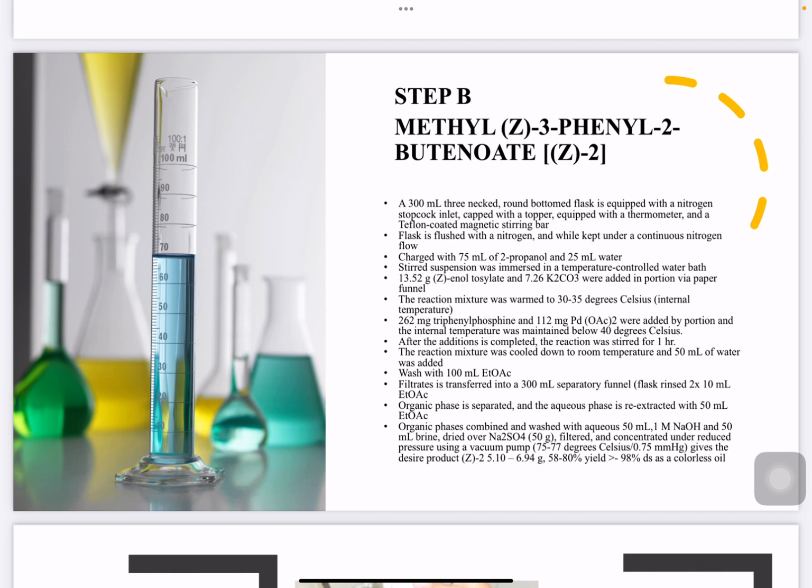filtered and concentrated under reduced pressure using a vacuum pump, giving the desired product Z2, which is the methyl Z-3-phenyl-2-butenoate, and it was collected at like 5.10 to 6.94 grams, which is a 58 to 80% yield.